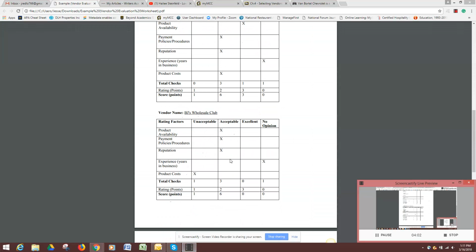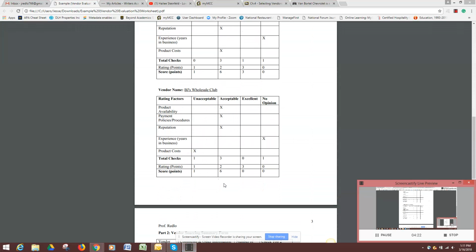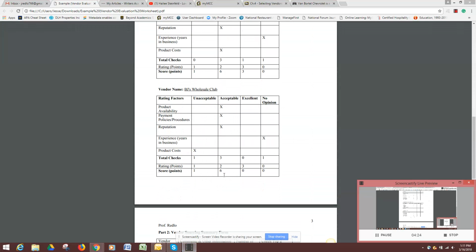BJ's has a good reputation as a wholesale club. They're pretty fair. Again, I have no real opinion on their years in business. I would call their product costs unacceptable because most products that we get at BJ's we could get much cheaper from a broadline vendor such as US Foods or Jacobstein, or even from a specialty line such as Palmer's. So again, go through and tally up the total score.